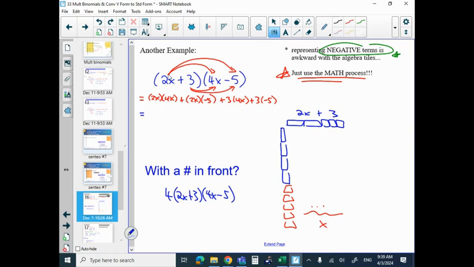And eventually with practice, you get to the point where you can just sort of do this, where you're thinking, okay, well, 2 times 4 is 8. X times x is x squared. So we have 8x squared. 2 times negative 5 is negative 10. And we have the x tagging along. 3 times 4 is 12. X tags along. And 3 times negative 5 is negative 15.